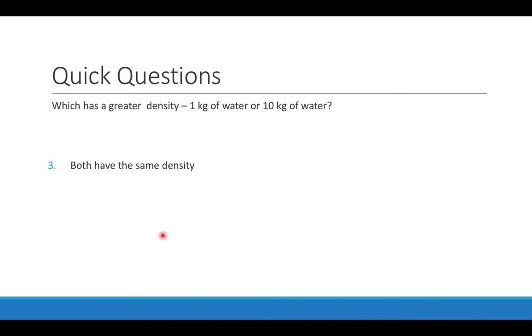Both 1 kilogram of water and 10 kilograms of water have exactly the same density because density is a measure of the mass per unit volume. So yes, 10 kilograms of water is more mass, but it also takes up more space, and so it has more volume, but the ratio of the mass per unit volume is the same. The key is that both of these are water, and so water has a particular density. The density of water is 1 gram per centimeter cubed or 1,000 kilograms per meter cubed. Same material always has the same density.